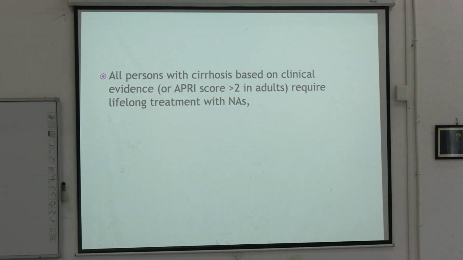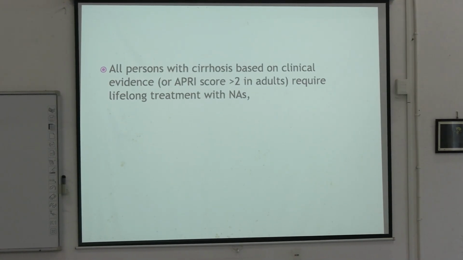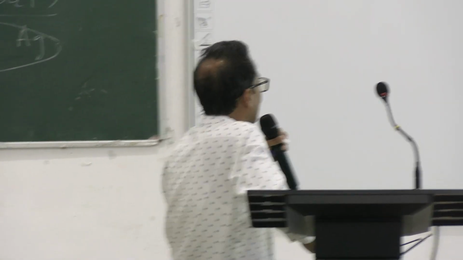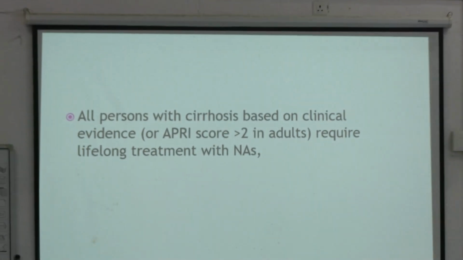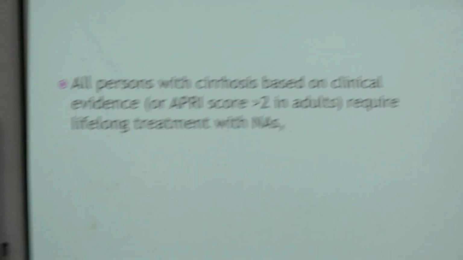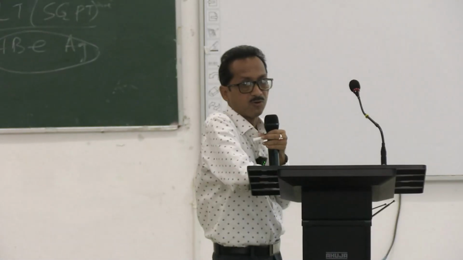All persons with cirrhosis with an APRI score of more than 2 require lifelong treatment. What is the APRI score? I have mentioned it in a previous slide. That is the AST platelet ratio.